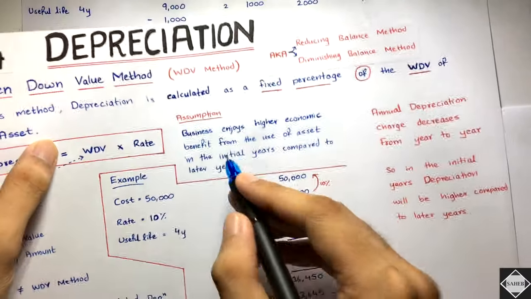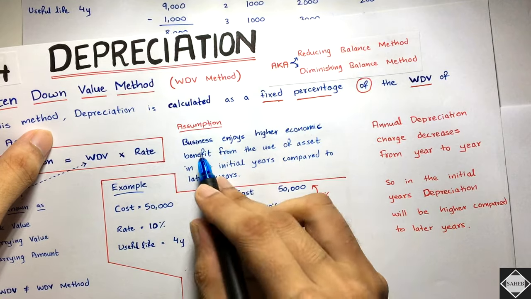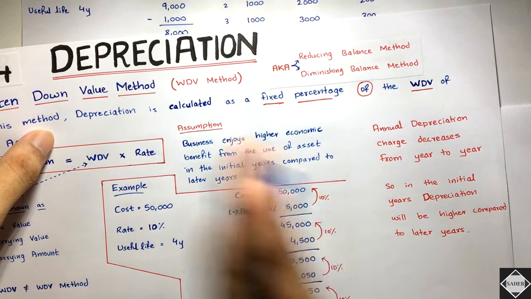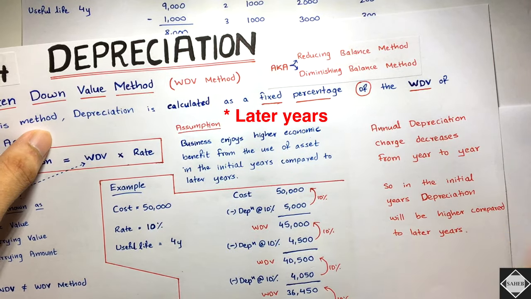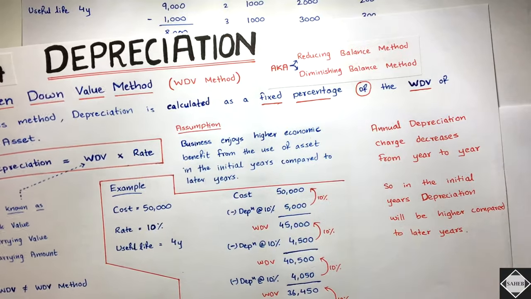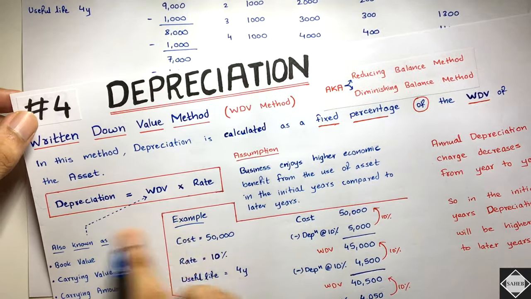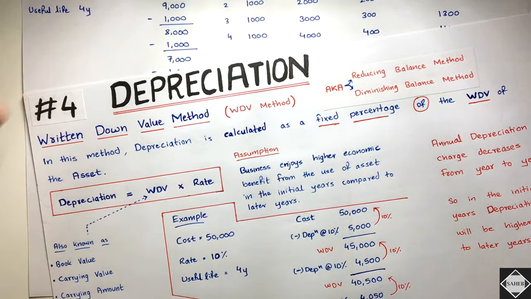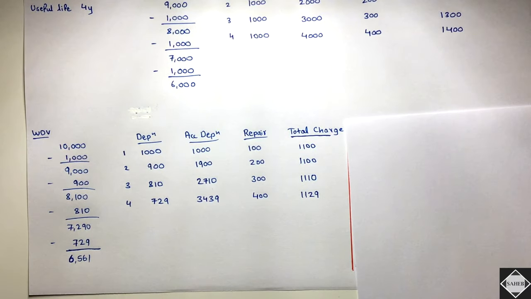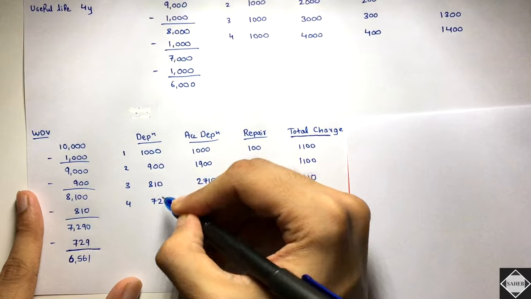Why is that so? Because of the assumption. Business enjoys higher economic benefit in the earlier years compared to later years. So that's how we will charge the depreciation. That's how the calculation logic is designed. Is that clear? The formula and everything is designed. Fine. So depreciation is decreasing year by year.